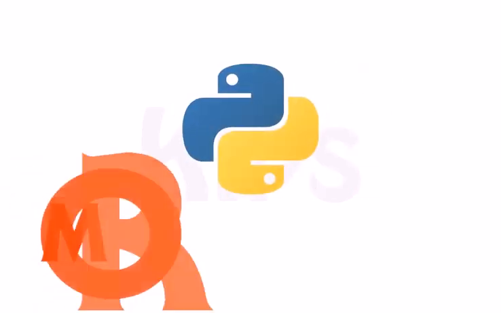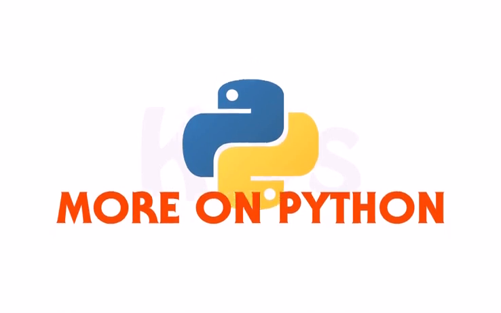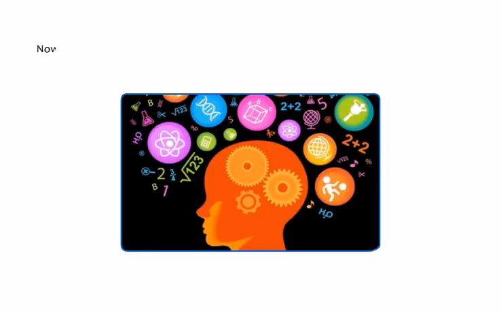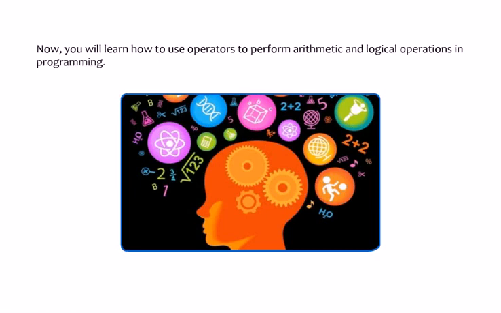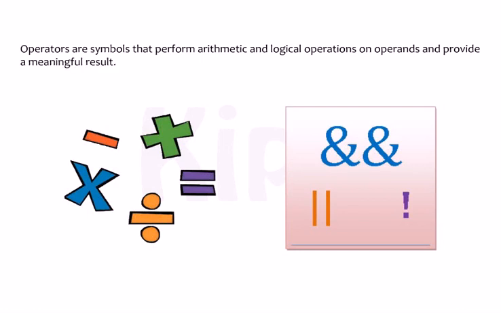Hello students, today let us learn some more concepts of Python. In the previous lesson you have learned how to declare and initialize variables. Now you will learn how to use operators to perform arithmetic and logical operations in programming. Operators are symbols that perform arithmetic and logical operations on operands and provide a meaningful result.